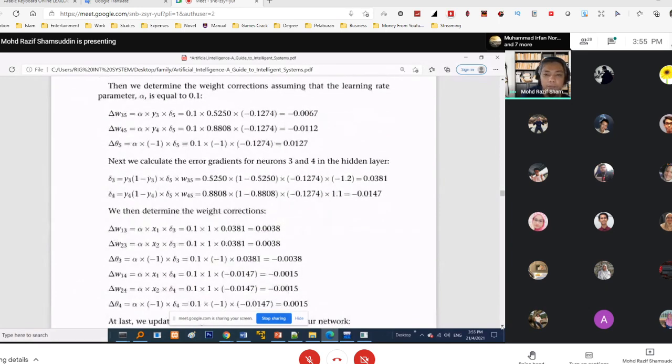And then here, if you can see, it's error gradient 5 times weight 3.5. So it's not actually a summation of error gradient at k times weight jk, right? There's no summation because you only have one neuron at the output layer.